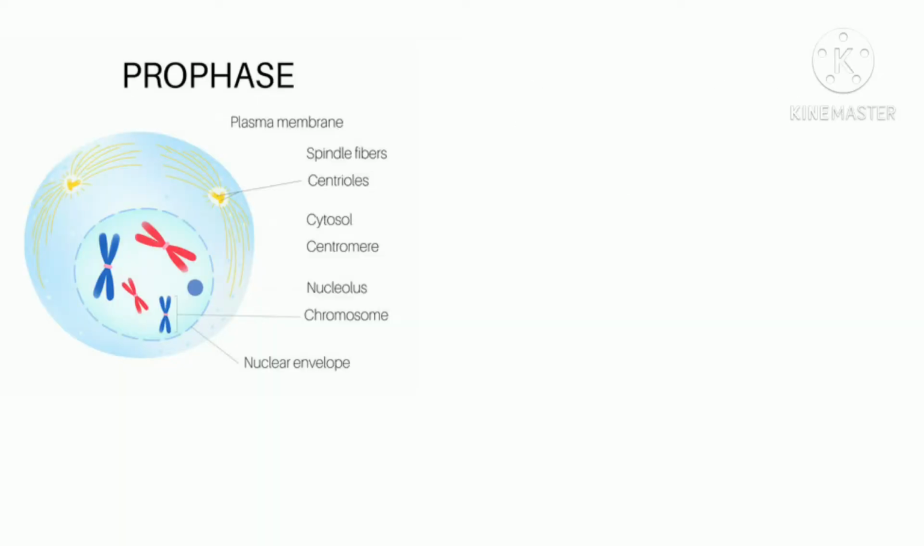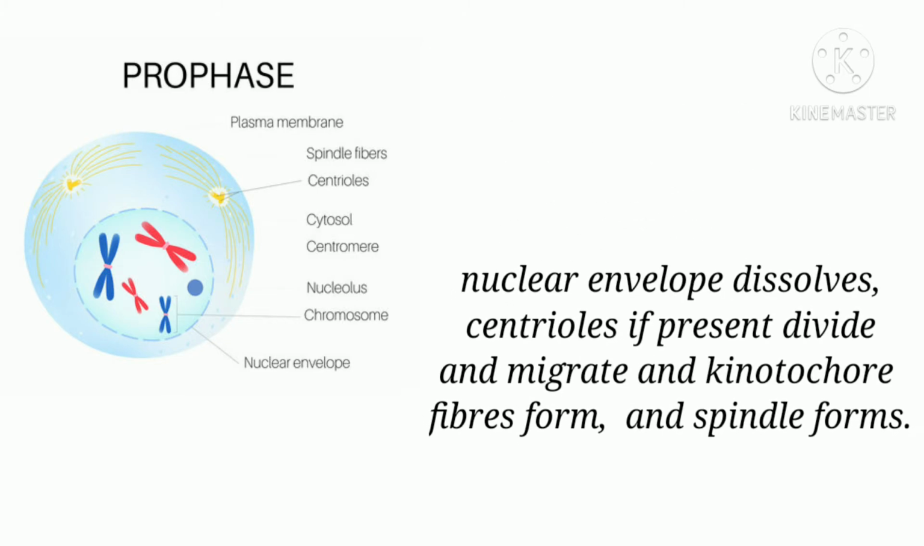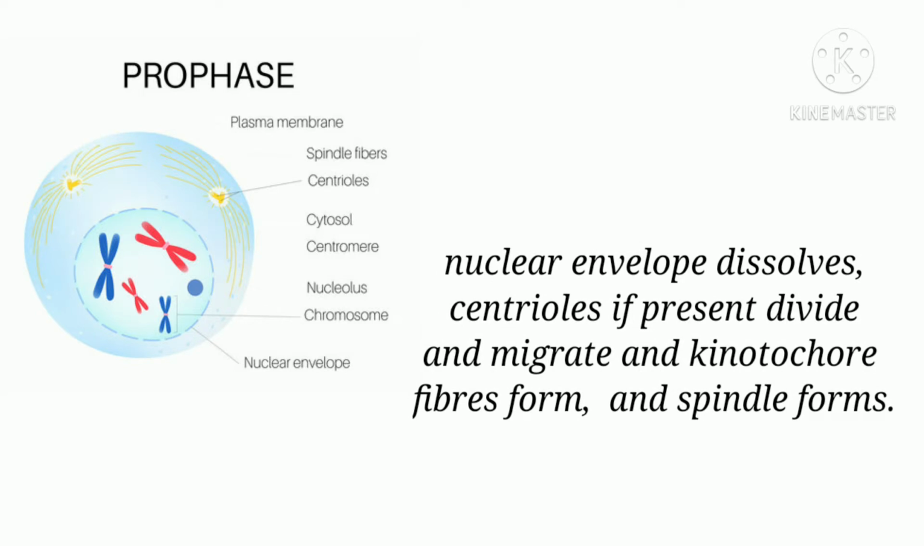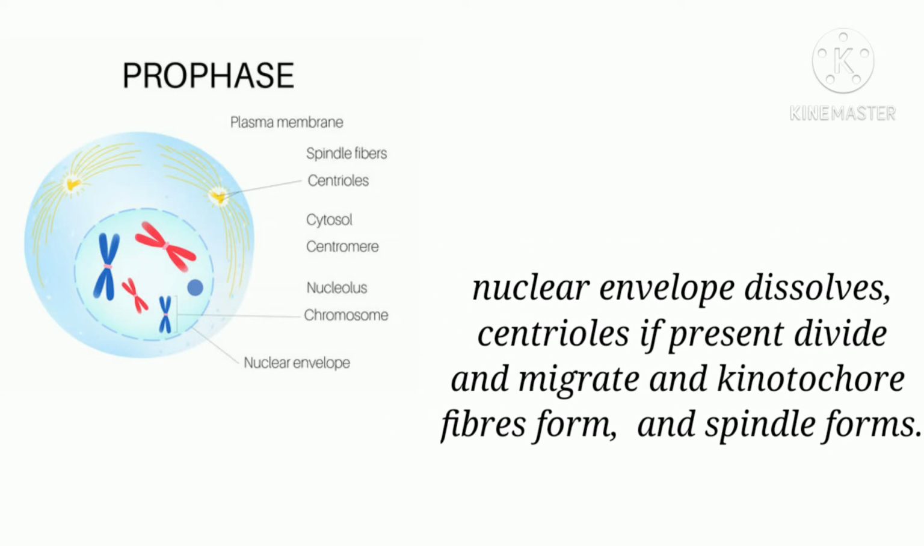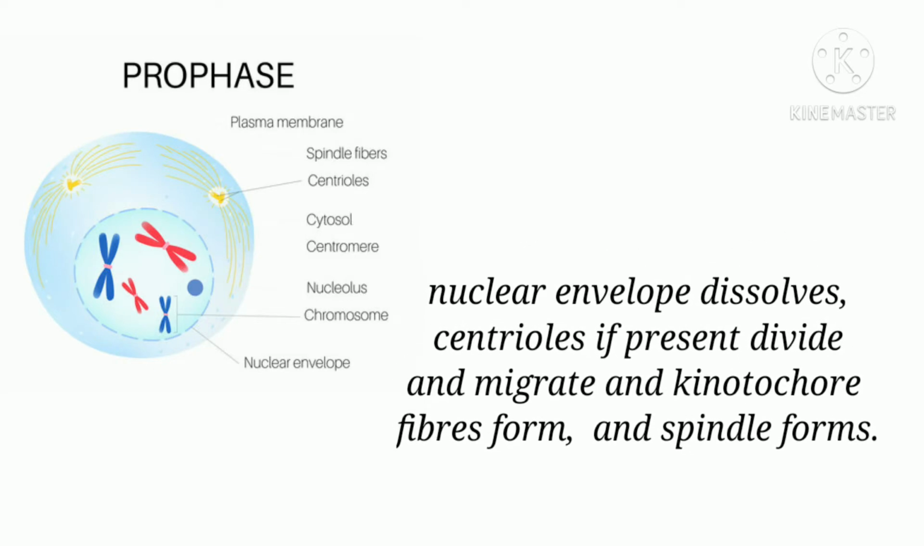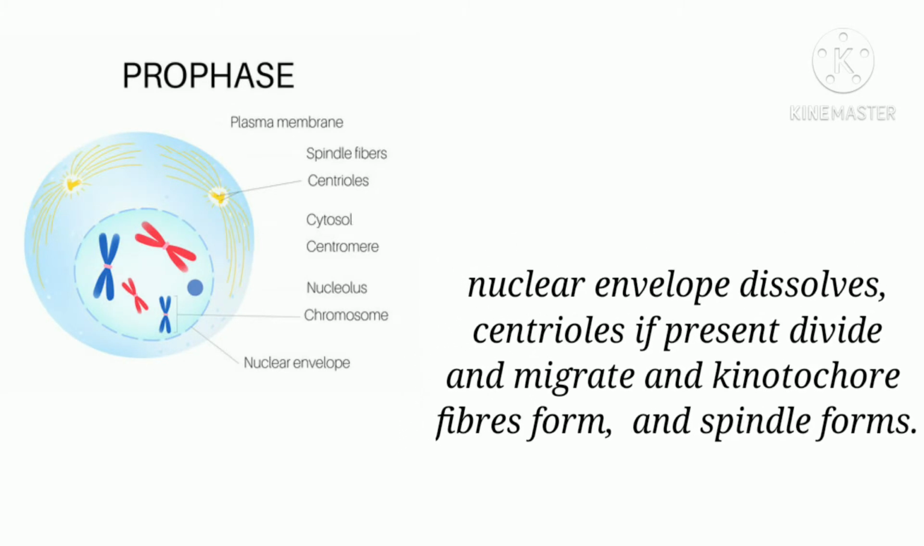Prophase is the first stage of the mitosis process. Chromatin condenses, having replicated during interphase. The nuclear envelope dissolves, centrioles, if present, divide and migrate, and kinetochore fibrils form and the spindle forms.